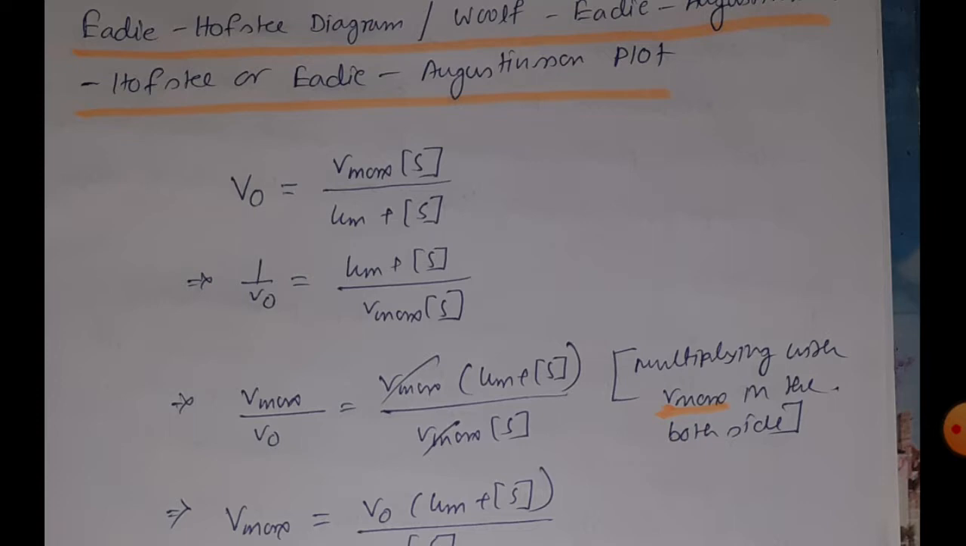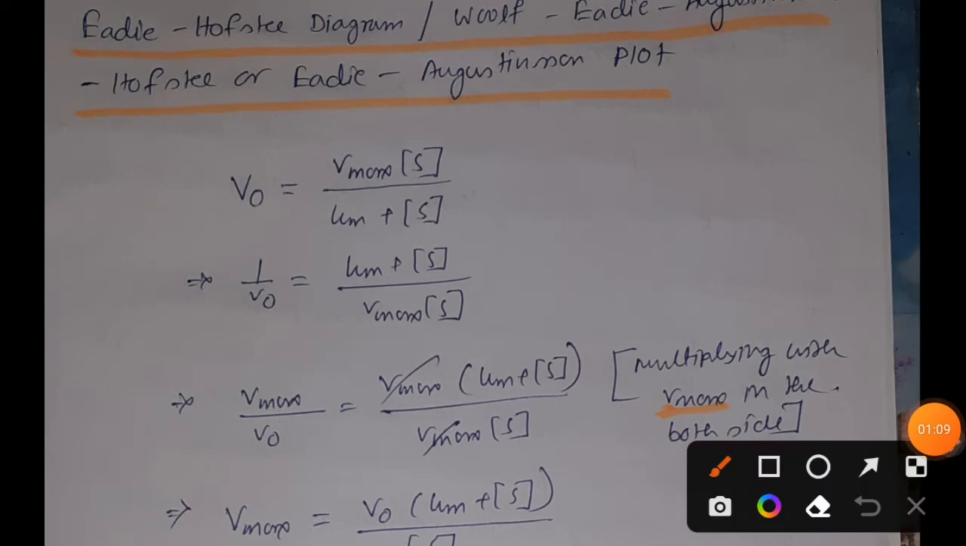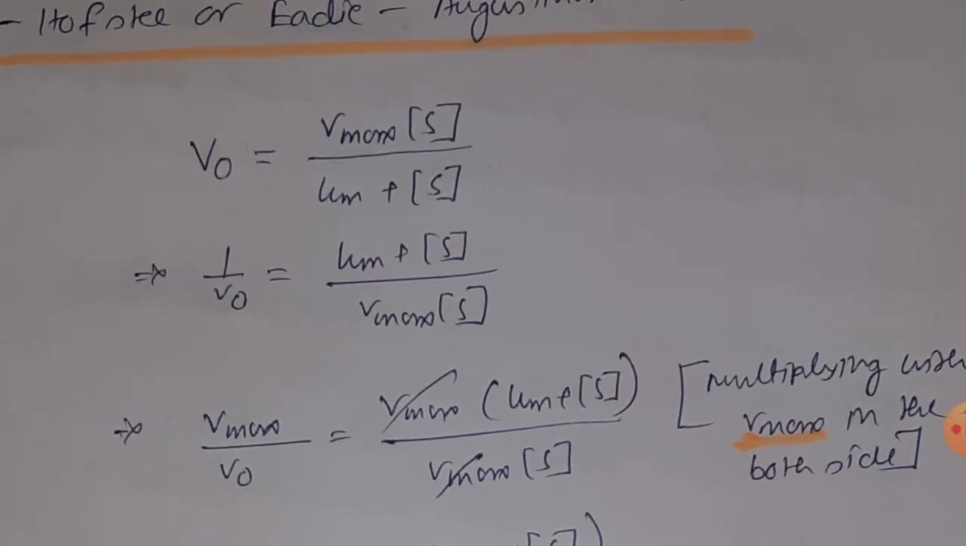So again, our first goal is to convert V0 = Vmax·S / (Km + S) into an equation that gives the sense of y = mx + c. Obviously it will not be the same equation that we discussed in the case of the Lineweaver-Burk plot. It will be quite different. So let's see how.